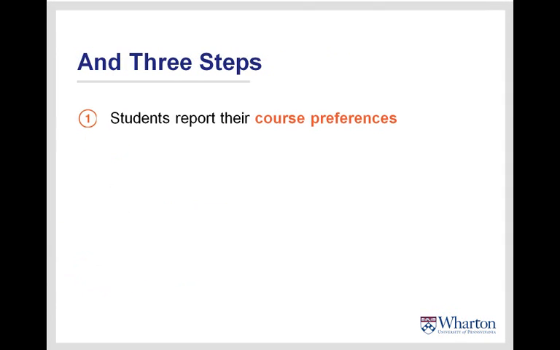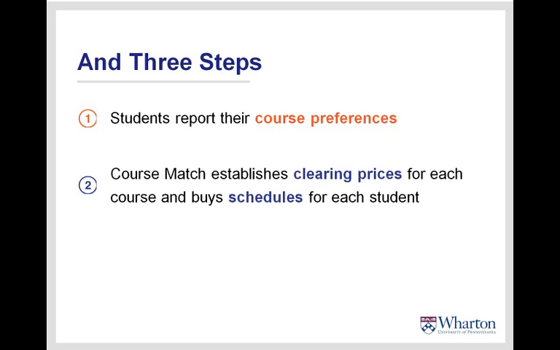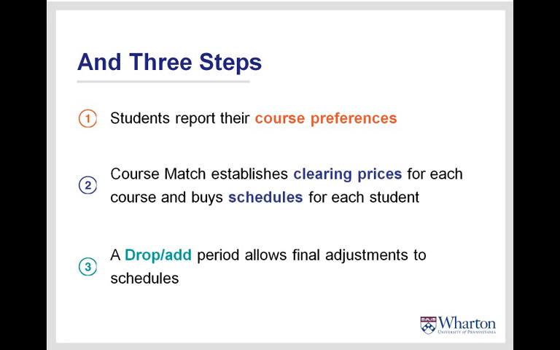It works in 3 steps. First, you report your preferences to CourseMatch. Then, CourseMatch uses the preferences of all students to establish a clearing price for each section. Once it knows the clearing prices, it will buy the best possible schedule for you. Finally, shortly before classes start, a drop-add period allows you to make final adjustments to your schedule.